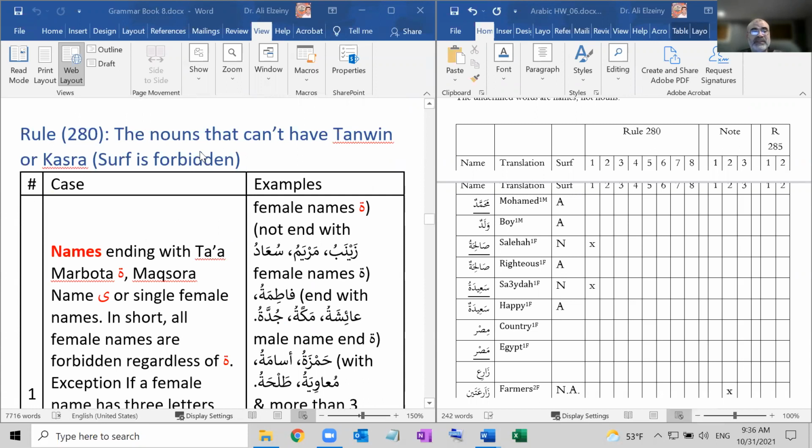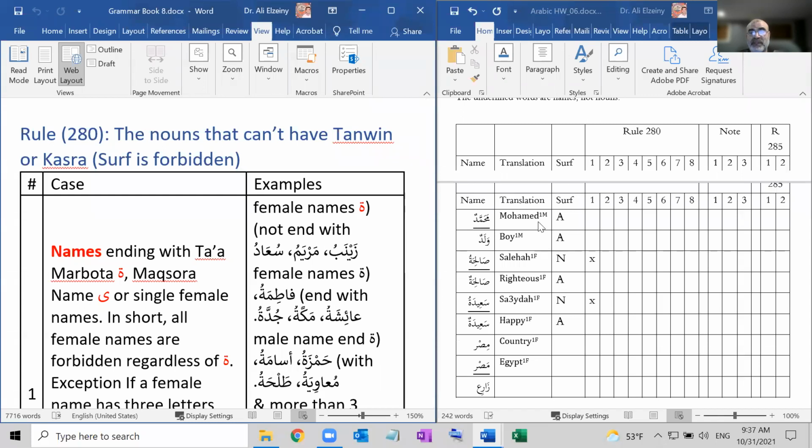Rule 280 is about the sarf, if the sarf is allowed or the sarf is forbidden. We said that if sarf is forbidden, then the noun that the sarf is forbidden for cannot have tanween or kasra at the end, with few exceptions. Okay, so let's start the homework.